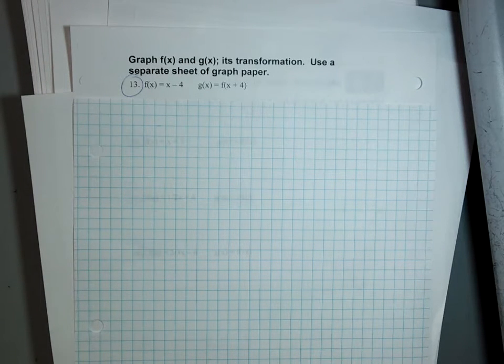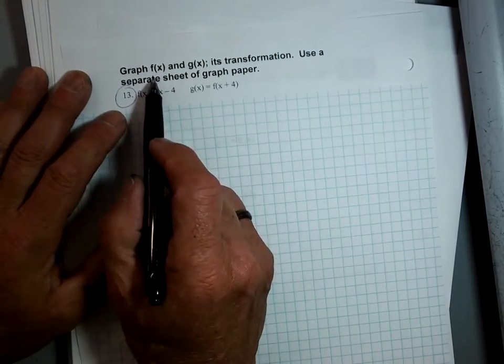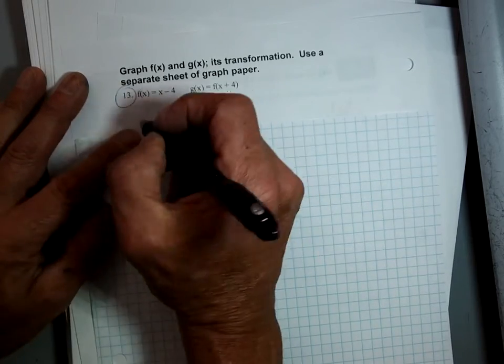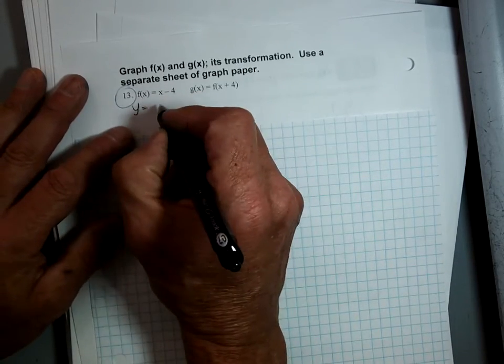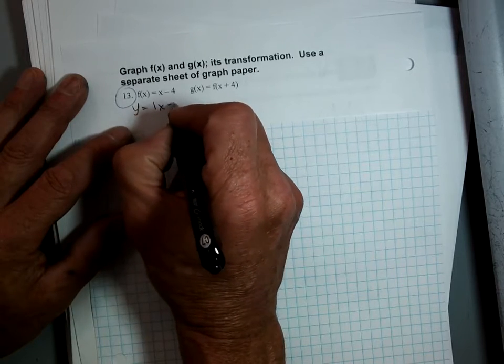Live. There we go. So here we go. Number 13. I want to graph f of x and g of x. Okay, so f of x and y are the same thing, so it's really like y equals. Now that's like an invisible 1x minus 4.